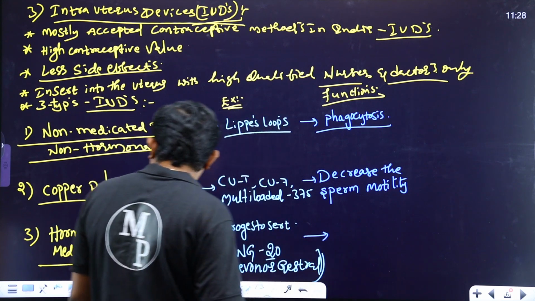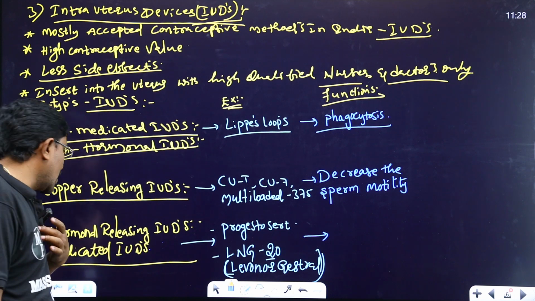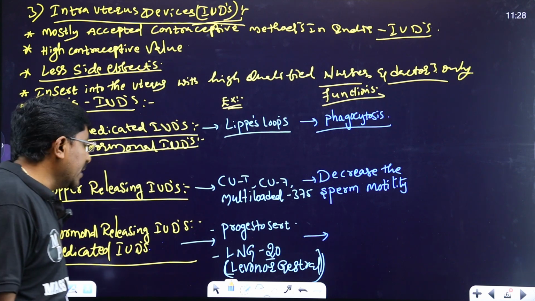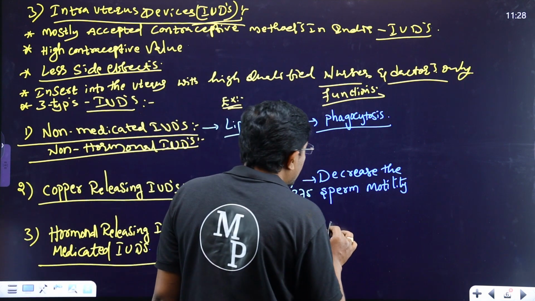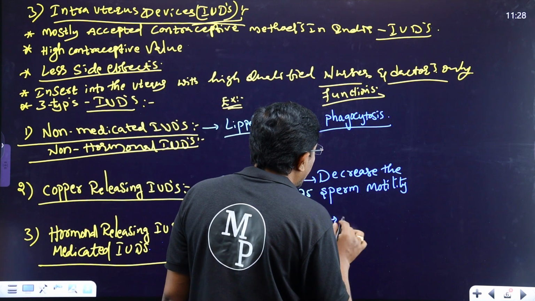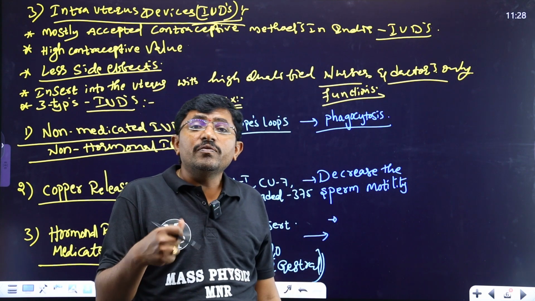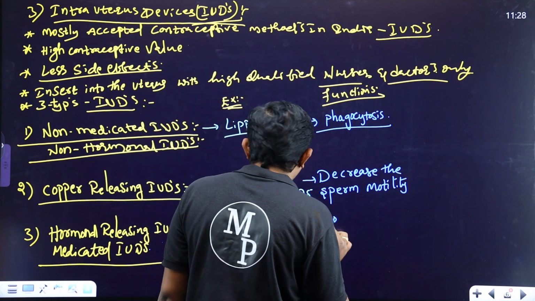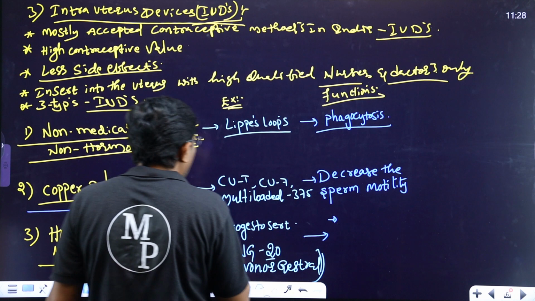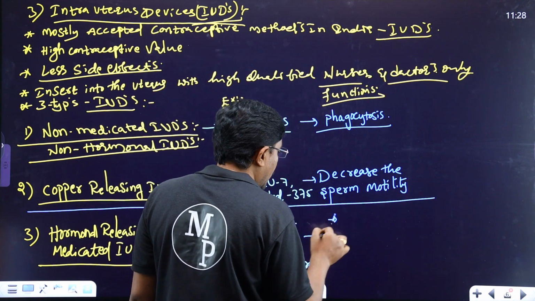And after that, the hormone releasing IUDs or medicated IUDs. What is the function of these IUDs? They make the uterus unfit for implantation, they make the uterus unsuitable for implantation. It is one important point.